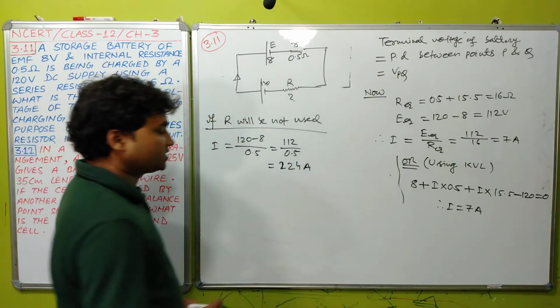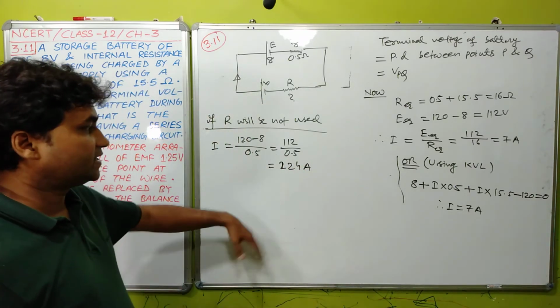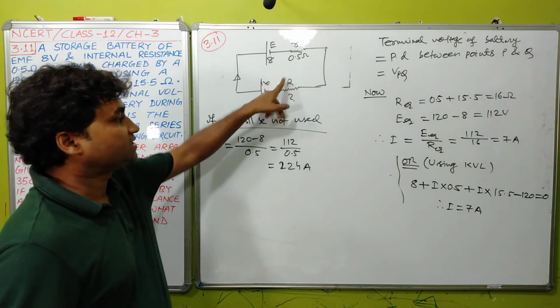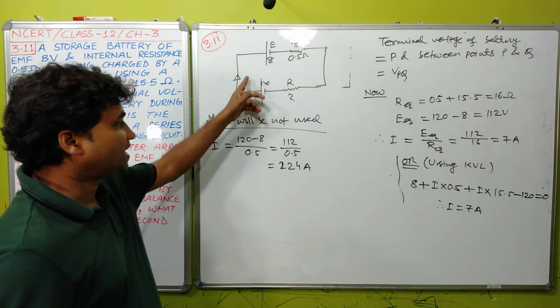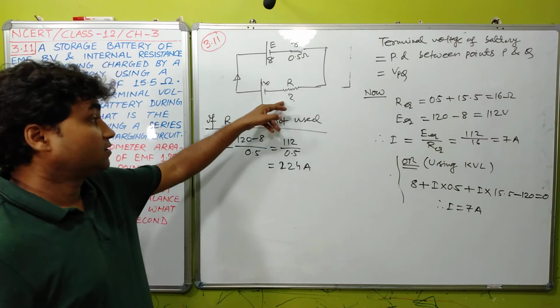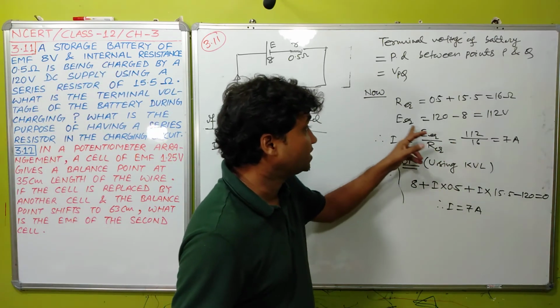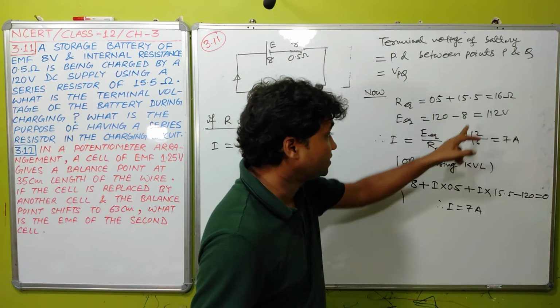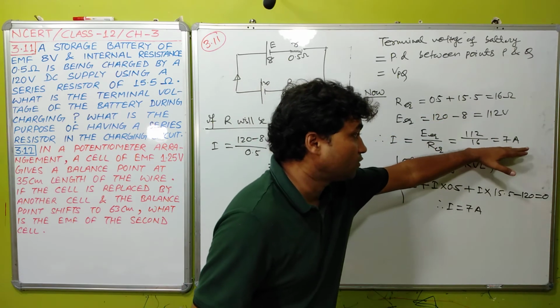224 ampere. You can see it's very clear that if you don't use this resistance, then the current flowing in the circuit has a very high value, 224 ampere, whereas in the previous case when we were using this resistance, the current flowing in the circuit had a very small value, 7 ampere.